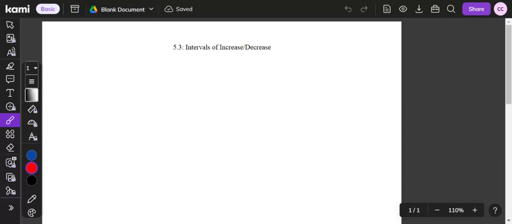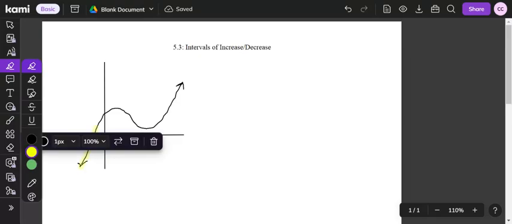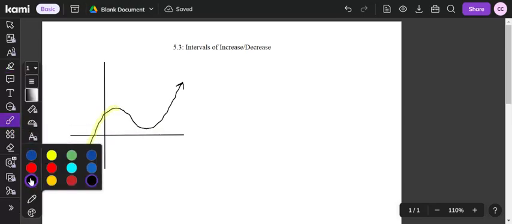Okay, so intervals of increase and decrease. You've actually already learned about this before when you studied polynomials in pre-calc. And remember, when we talk about intervals of increase and decrease, we are talking about where a function is going up and where it is going down. So I've sketched just a quick example of a function for you, and I could say we are increasing along this interval here up until the very top point.